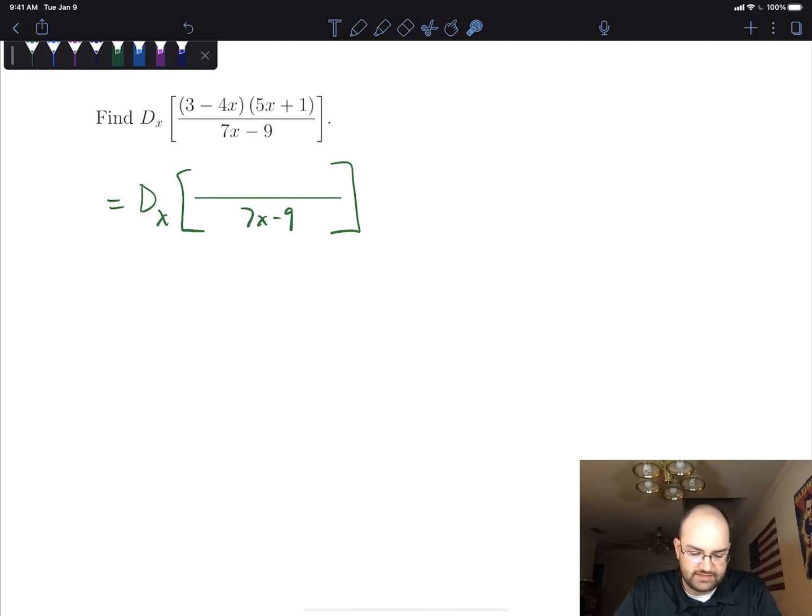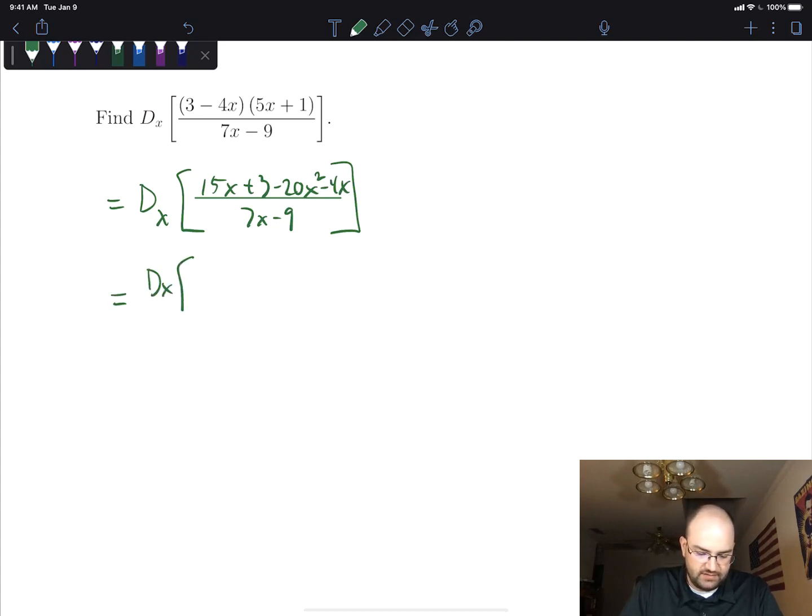3 times 5x is 15x. 3 times 1 is 3. Negative 4x times 5x is negative 20x, and negative 20x squared, my apologies. And negative 4x times positive 1 is negative 4x. And then notice that we want to put this in descending order.